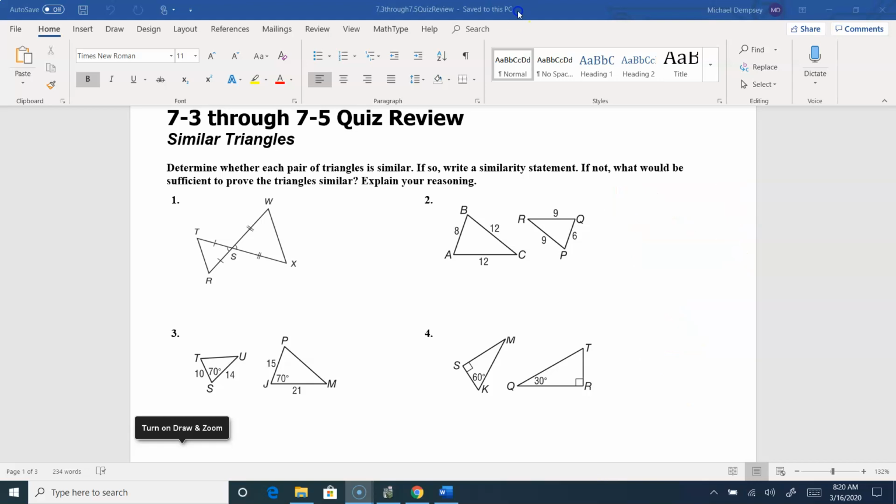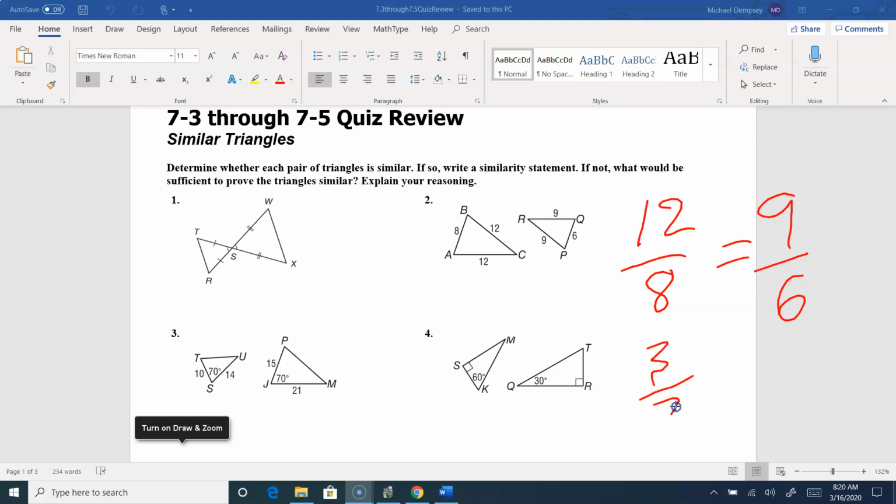If I can show you that. If I wanted to say 12:8, is that the same as 9:6? That's the same idea there, right? We divide, and here I would have 3/2. And this is also, if I divide both of these by 3, also 3/2. Okay? So these two triangles are going to be similar by side side side.